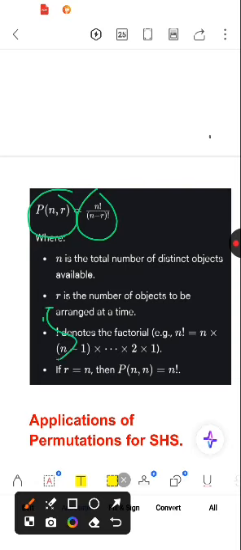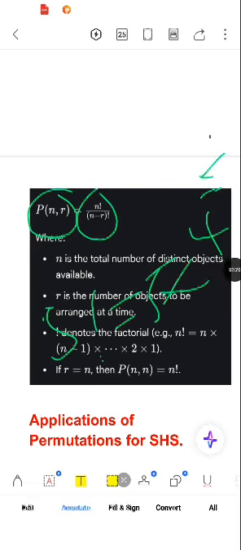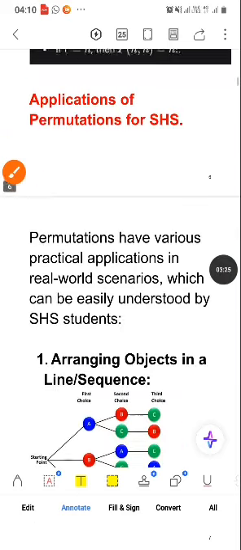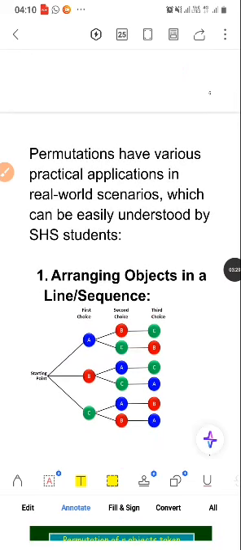So if I have 5 factorial, all positive integers equal or less than 5 are 5, 4, 3, 2, up to 1. Those are the positive integers. Then we proceeded to talk about some applications of permutation. We spoke about how objects are arranged in sequence or lines.